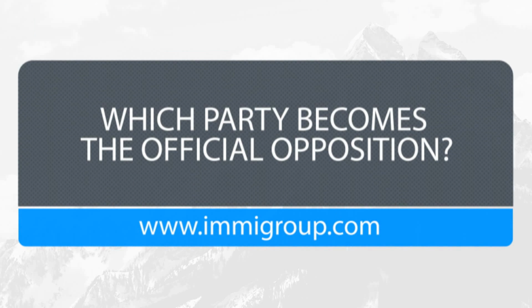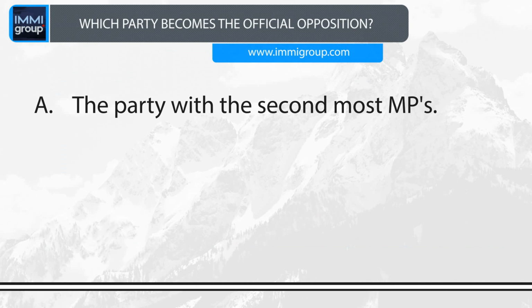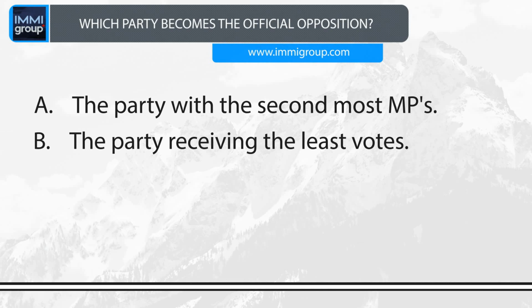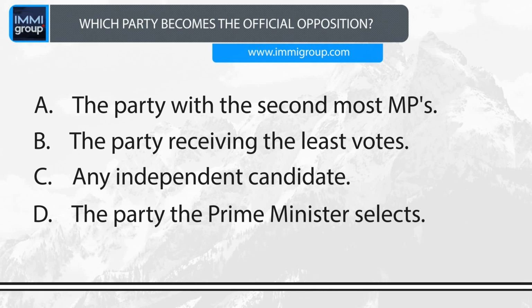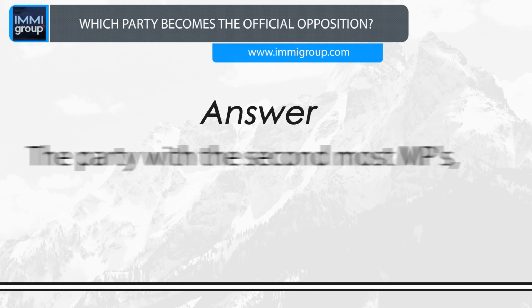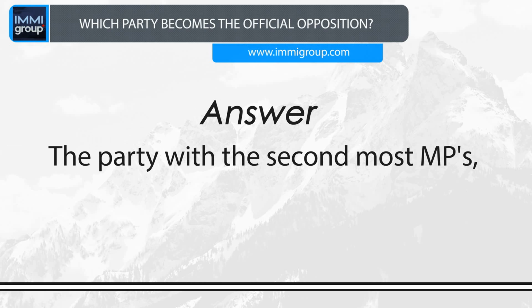Which party becomes the official opposition? A. The party with the second most MPs. B. The party receiving the least votes. C. Any independent candidate. D. The party the Prime Minister selects. Answer: The party with the second most MPs.